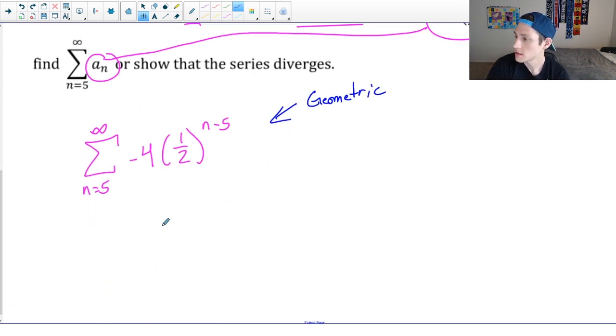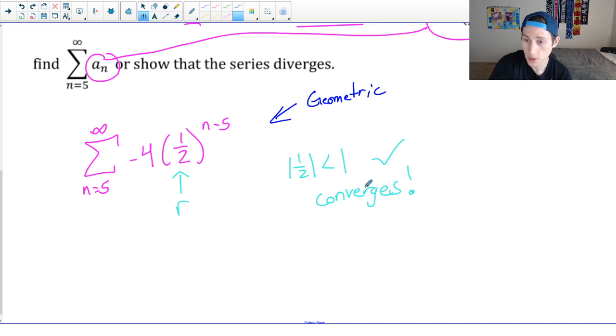All right, but I recognize this as a geometric series. For a geometric series, to see if it converges or diverges, I just need to look at what r is. So the ratio is 1/2. The absolute value of the ratio is less than 1. That's true, which means that this converges. If we had gotten some number where the absolute value is greater than 1 or equals 1, then it would diverge. But since this absolute value is less than 1, it converges.